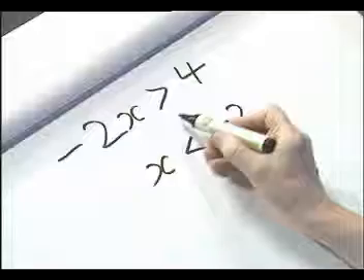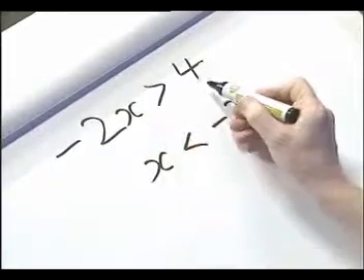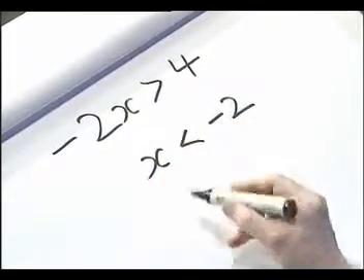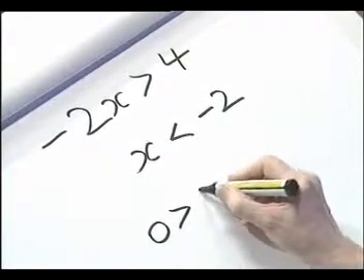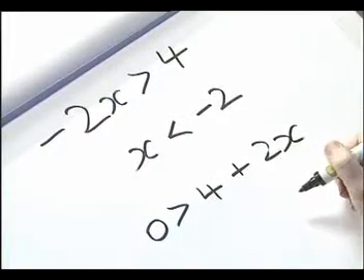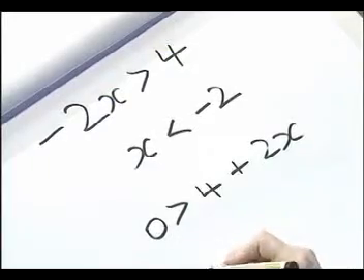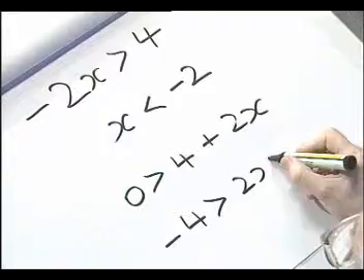There's often more than one way to solve an inequality. And I'm going to solve this one again by using a different method. So we have minus 2x is greater than 4. If we add 2x to both sides, we get 0 is greater than 4 plus 2x. And then if we subtract 4 from both sides, we get minus 4 is greater than 2x.